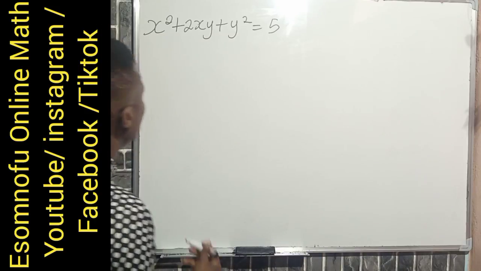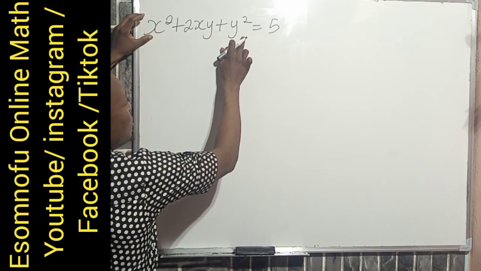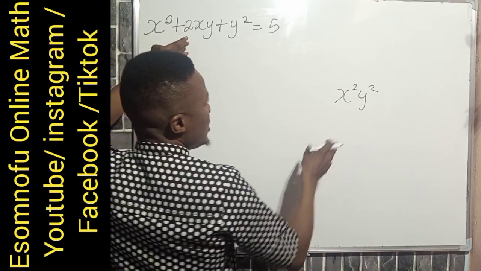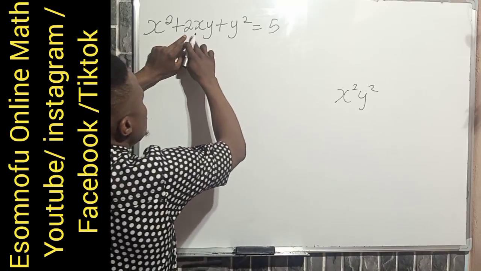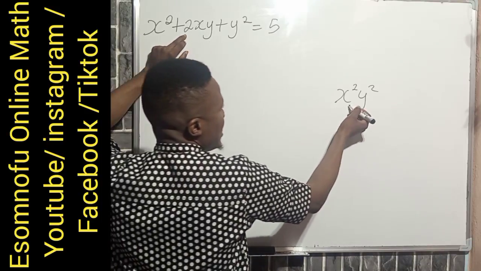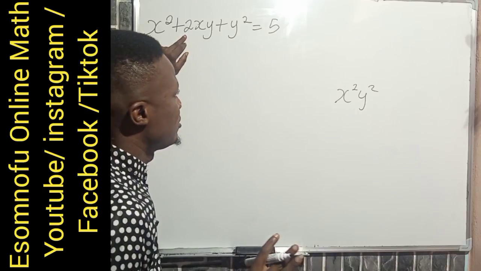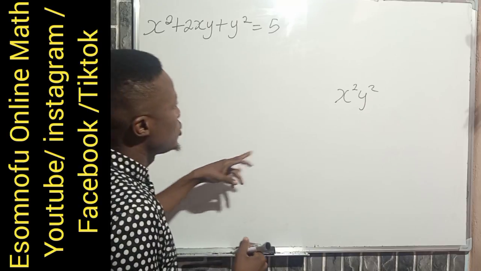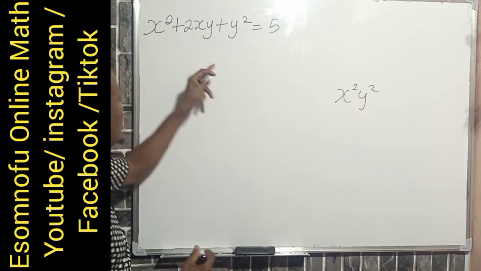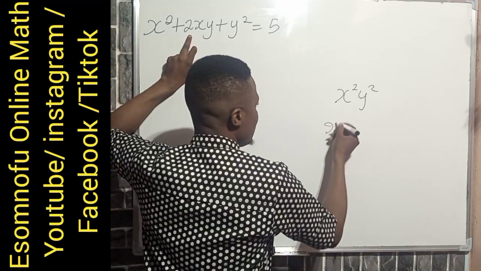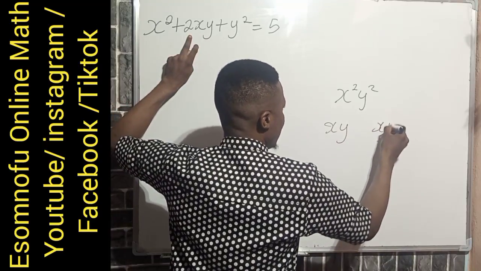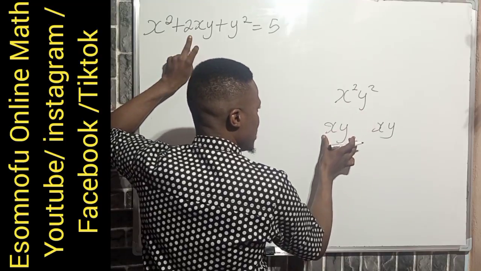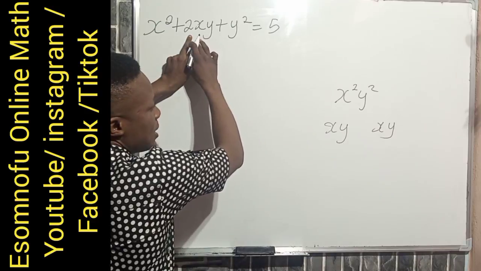So if I want to factor this, I'll use x squared to multiply y squared. It will give me x squared y squared. What are the two things you multiply to get x squared y squared, and if you add them, you get 2xy? That is what you ask yourself. Of course, it's going to be xy and xy, positive, positive, because xy times xy is x squared y squared, and xy plus xy will give you 2xy.